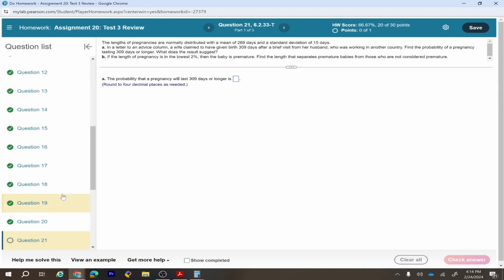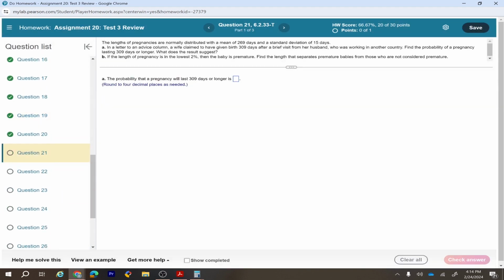Okay, let's go to the next question. Question number 21. The length of pregnancy is normally distributed with mean 269 days and standard deviation 15 days. In a letter to an advice column, a wife claimed to have given birth 309 days after a brief visit from her husband, who was working in another country. Find the probability of pregnancy lasting 309 days or longer.